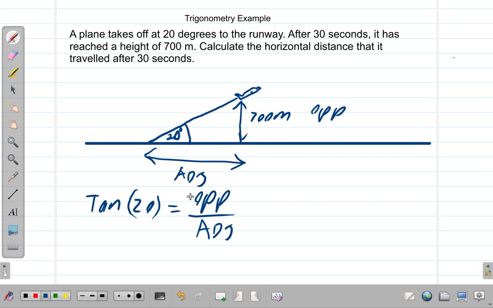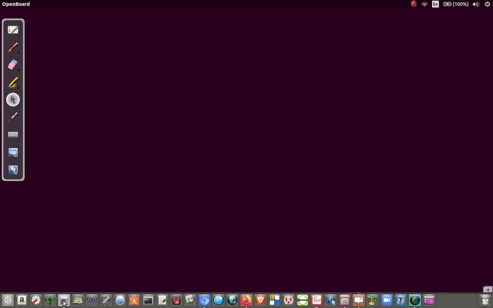Now you know the opposite side is 700 meters high. So let's delete the OPP from here and put our 700. So that's the tan of 20 is equal to 700 divided by the adjacent. You have two fractions here. Tan 20 divided by 1 equals 700 divided by the adjacent. We can find the tan of 20 degrees. Where is the calculator?